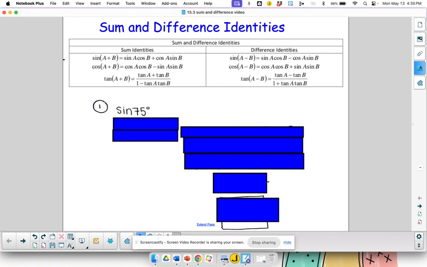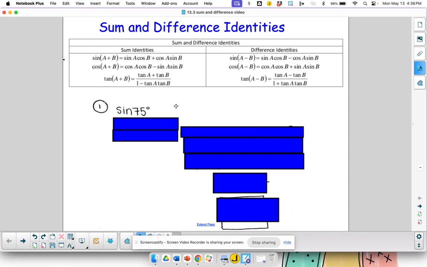So here we go. We are looking at sine of 75, and we want to find the exact value of that. So we're not using a calculator and putting this in and getting a decimal. We're finding the exact value. So in order to do that, we're going to change the number 75 into two numbers that can either be added or subtracted to make 75, but those numbers should come from your unit circle. So they should be something that you can find on your unit circle in any of the quadrants.